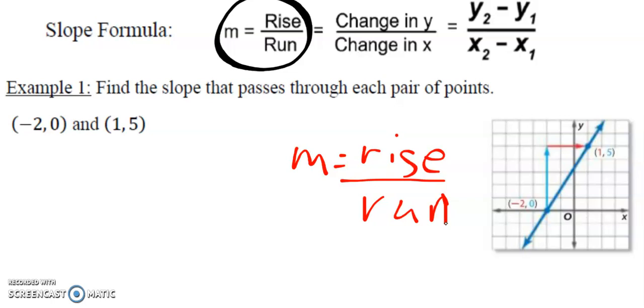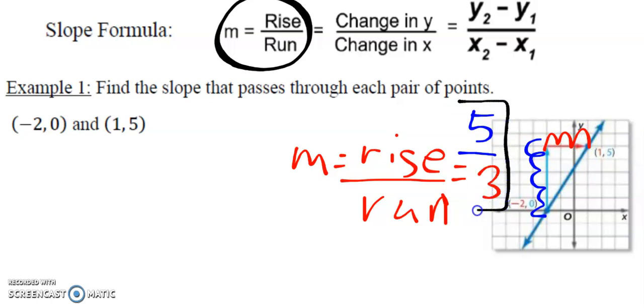So we always start left to right. I'm going to start at the point -2, 0, and I'm just going to count spaces. For the rise, I'm just going to count up 1, 2, 3, 4, 5. 5 divided by, and the run, I'm going to count over 1, 2, 3. So that slope is 5 over 3. Rise over run. So there's one method, straight from the graph, just counting spaces.